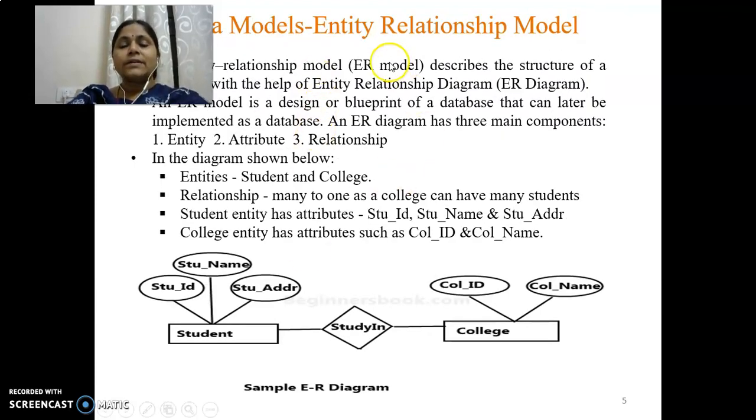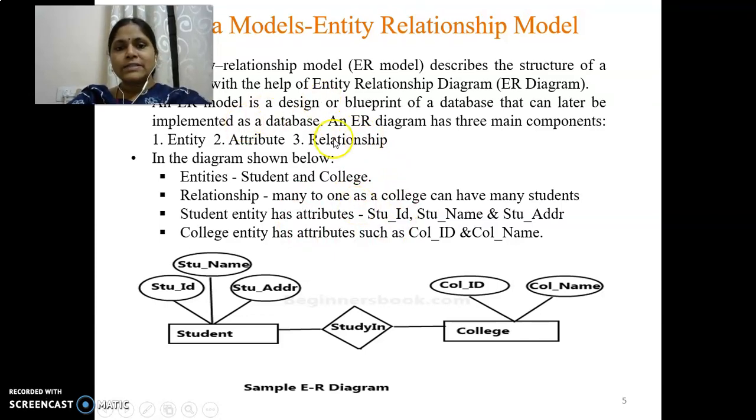Next one is the entity relationship model. An entity relationship model, also called the ER model, describes the structure of the database with the help of entity relationship diagrams, ER diagrams we will be calling. I will be covering the ER models in the next videos also. Here I will just give a glance of the model.